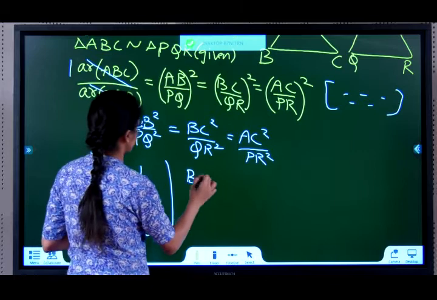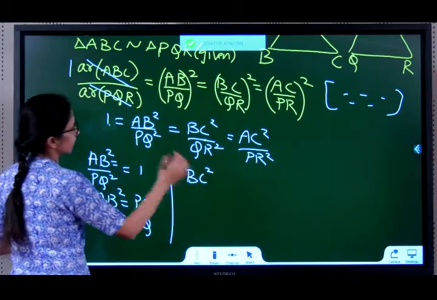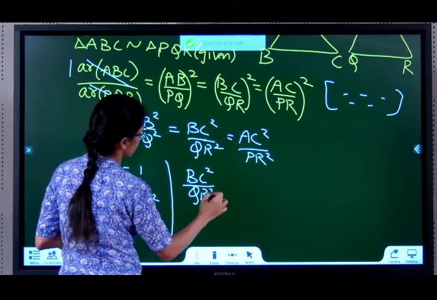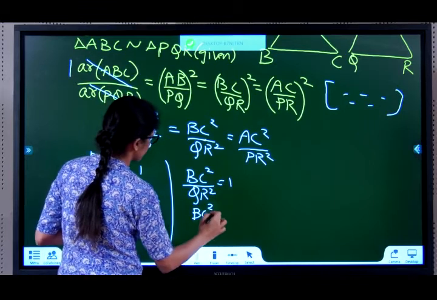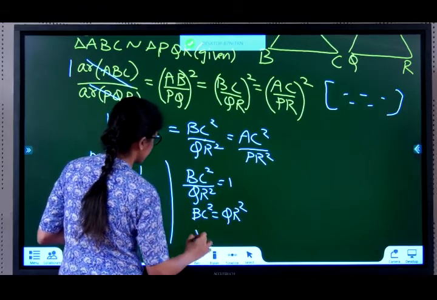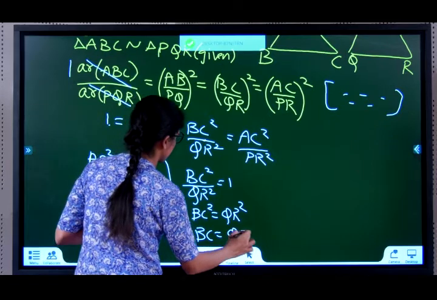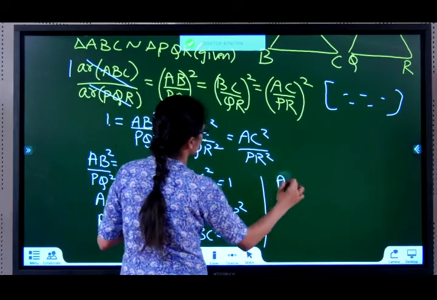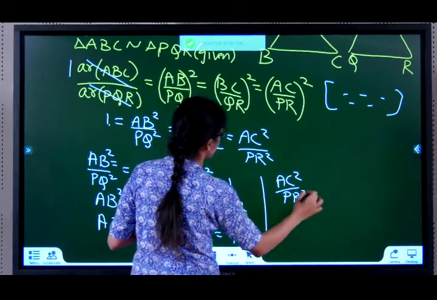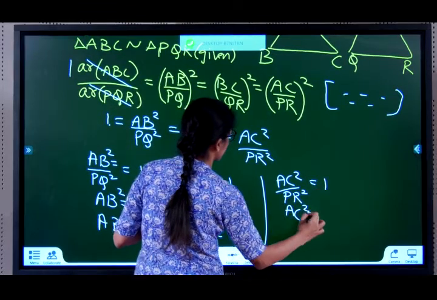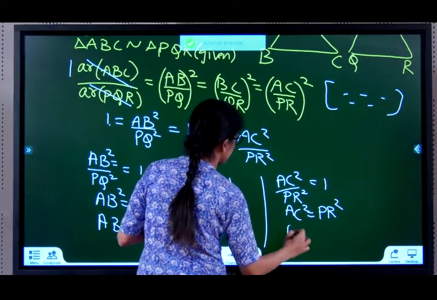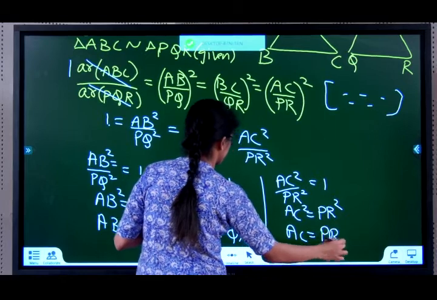Similarly, I take BC square and 1. So BC square by QR square is equal to 1. BC square is equal to QR square. BC is equal to QR. Next, AC square by PR square is equal to 1. AC square is equal to PR square. AC is equal to PR.